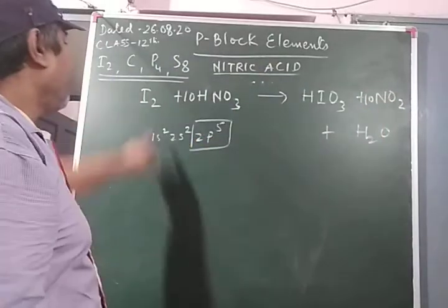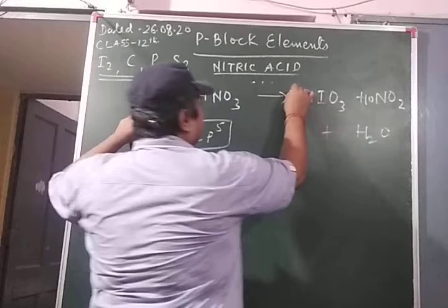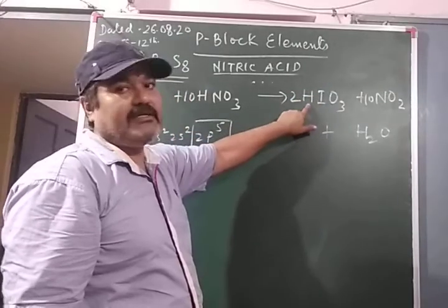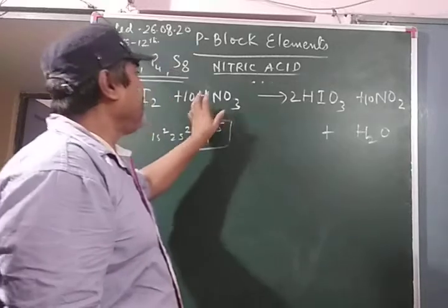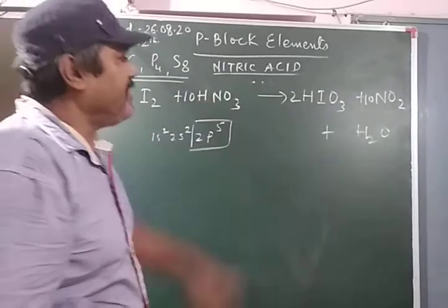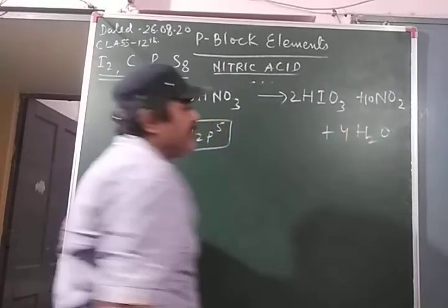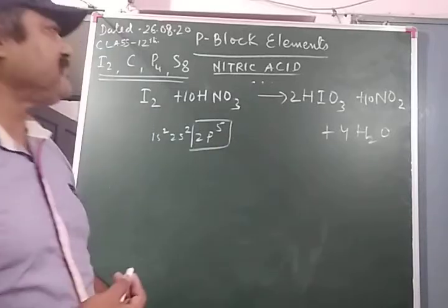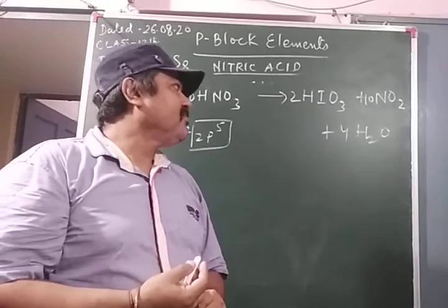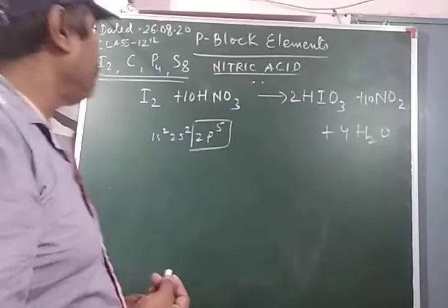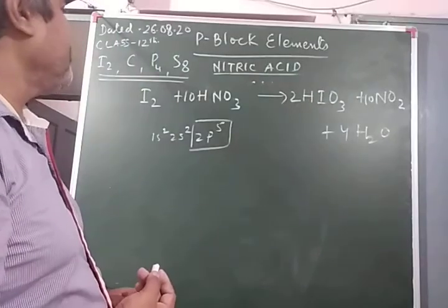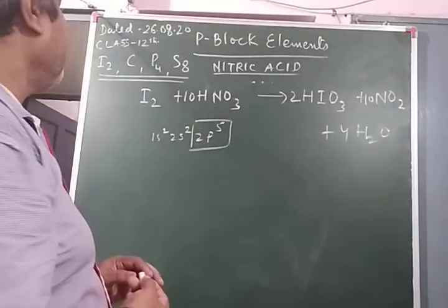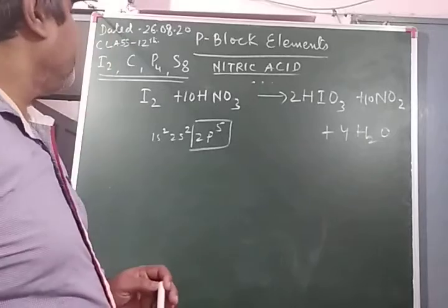Iodine is 2, so to balance it, 2 HIO3. And here 2 hydrogen is consumed, so 8 hydrogen is to be balanced. Then here we will apply 4H2O. So I2 plus 10 HNO3 equals 2 HIO3 plus 10 NO2 plus 4H2O. This will be the reaction of iodine with HNO3, and always we are taking hot and concentrated nitric acid. Now we will discuss phosphorus.